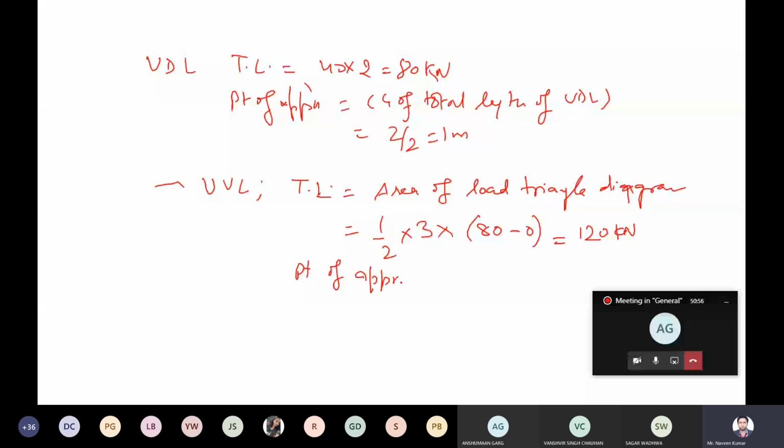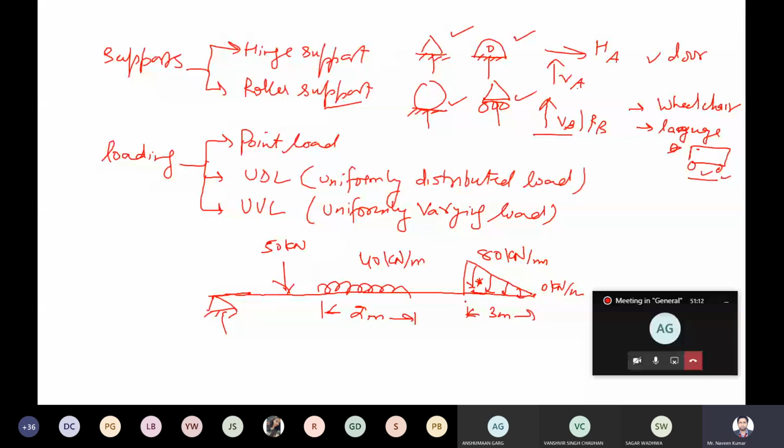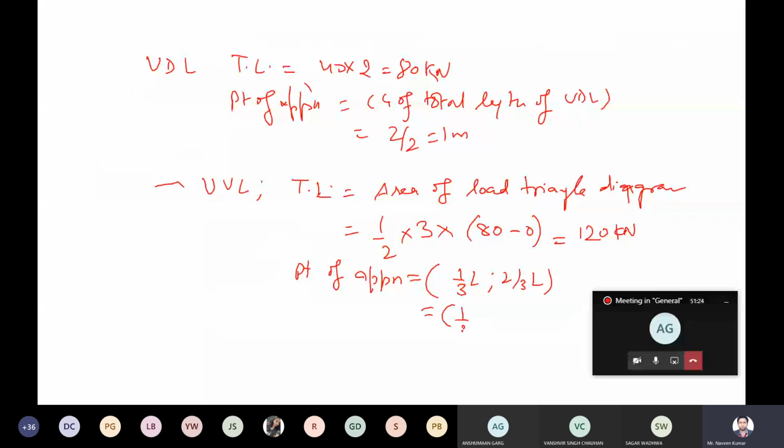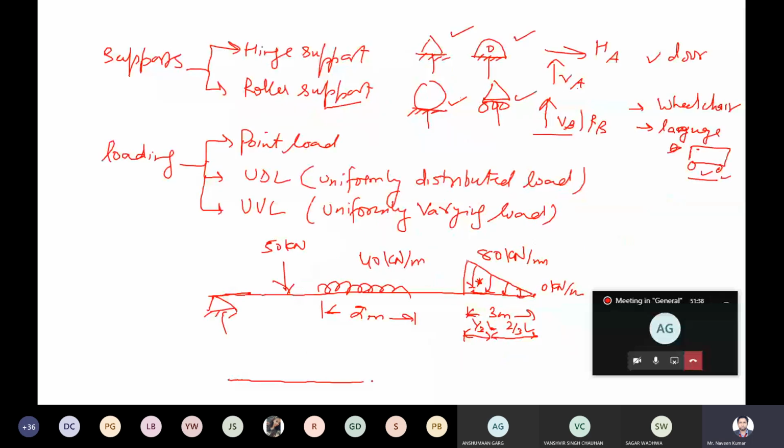And what is the point of application? See, in case of a triangle, the centroid is at 2:1 ratio, so it will be 1 by 3 of L, 2 by 3 of L. From the perpendicular part it will always be 1 by 3 of L, and from the other part it will always be 2 by 3 of L. So it will be how much? 1 by 3 of L means this distance is 3 and this distance is 2. So this will be 1 meter and 2 meter. So this is the diagram.